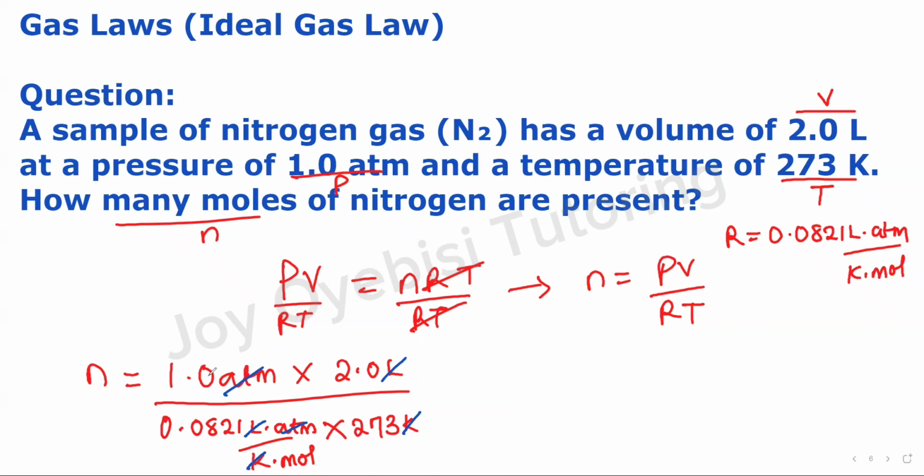So we're just gonna go ahead and multiply the numerator. We have 1 times 2, which is 2, divided by 0.0821 times 273, and that gives 22.4133. Now divide 2 by 22.4133, it gives me 0.089 approximately. So 0.089 moles of nitrogen.